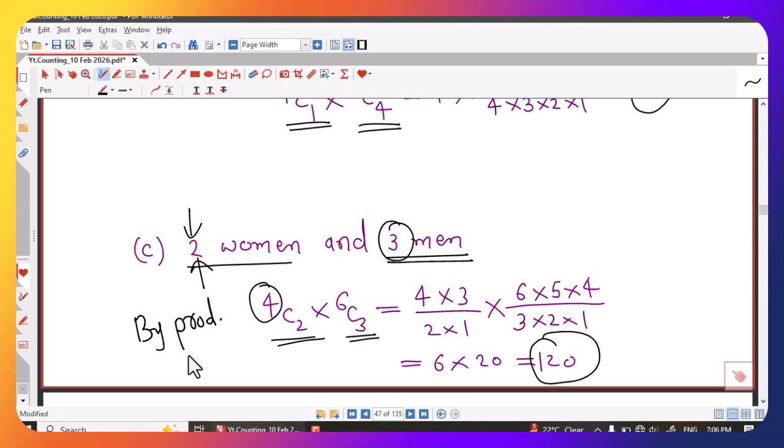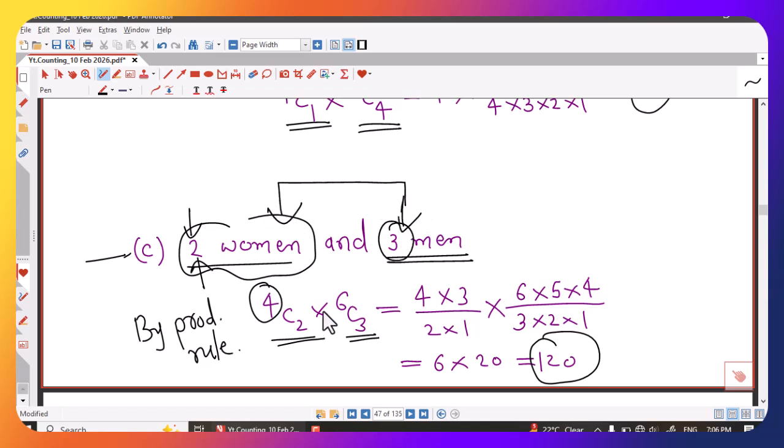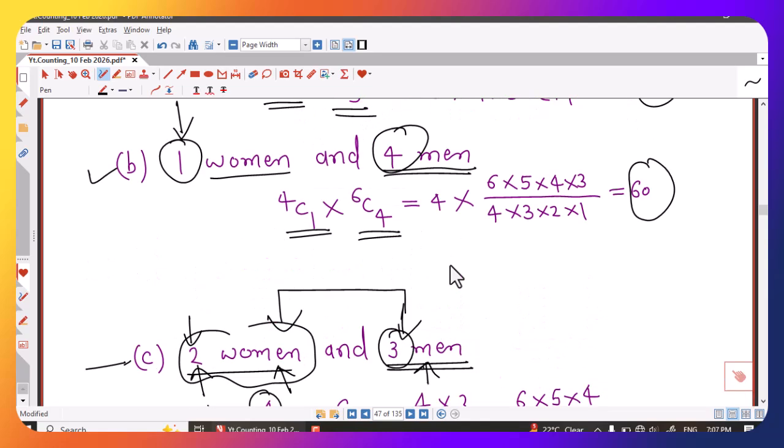Okay, here we are using the product rule for counting, because to perform this task we have to select 2 women as well as 3 men. So it is necessary to perform both the tasks. Therefore we are multiplying the number of ways of selecting 2 women and 3 men.